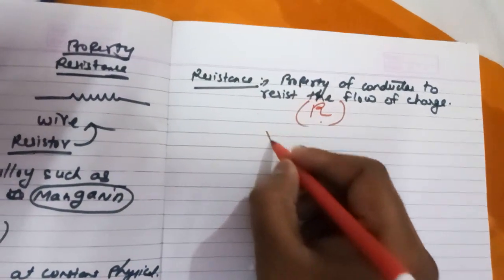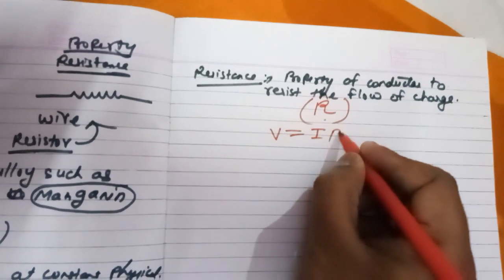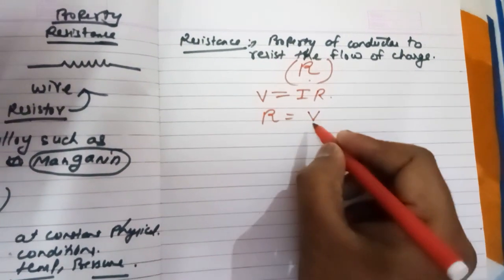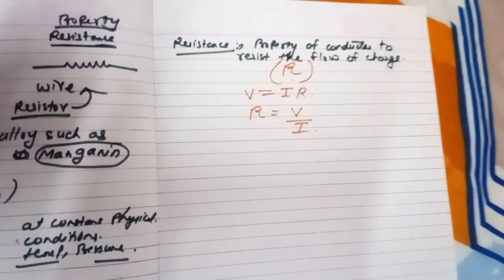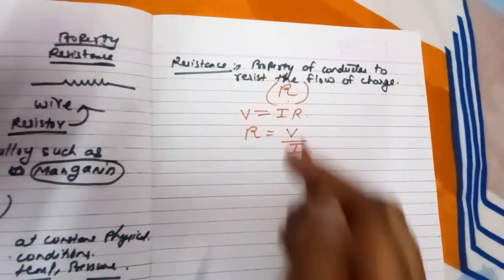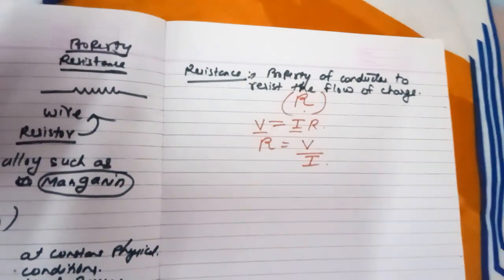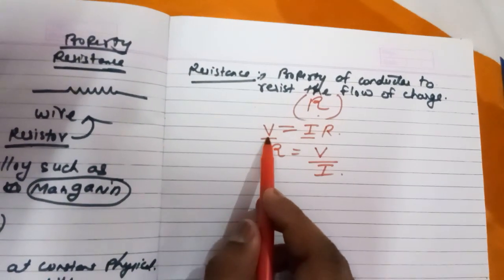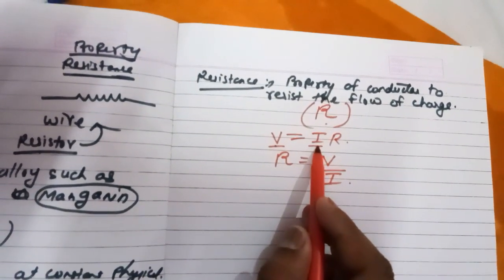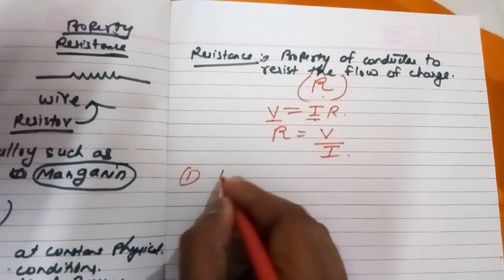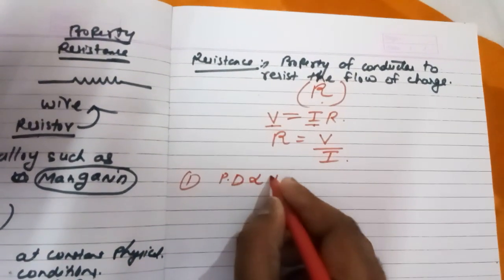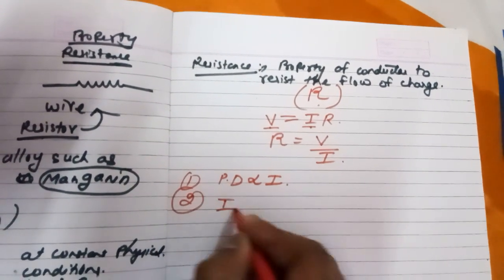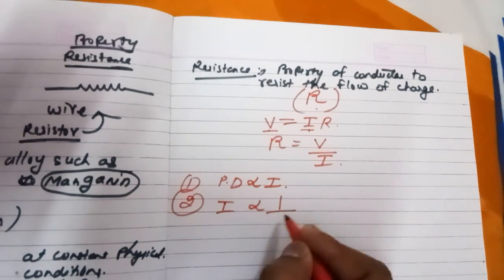We know that Ohm's law gives the formula V equals IR. So R equals V upon I. It gives that V is directly proportional to I, meaning the potential difference is directly proportional to current. First point is that the potential difference is directly proportional to current. Second, the current is inversely proportional to resistance.